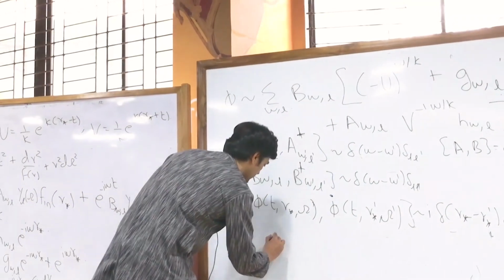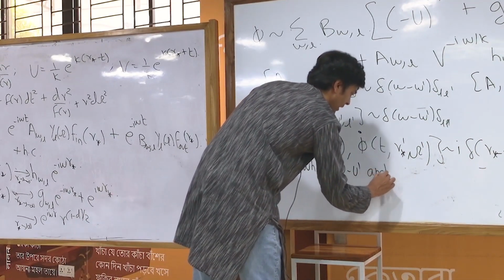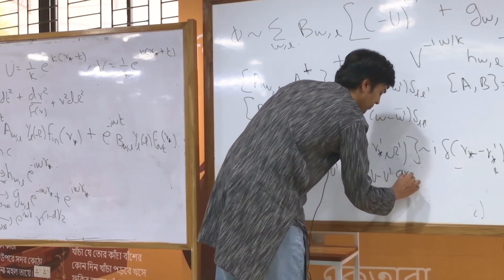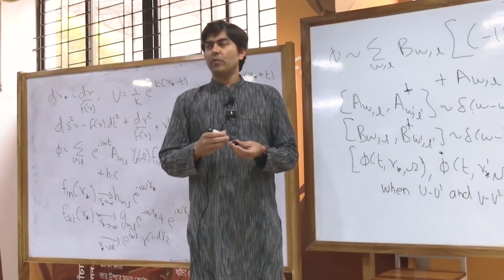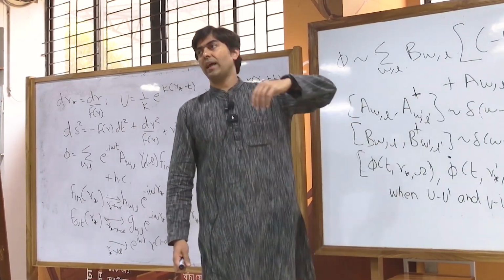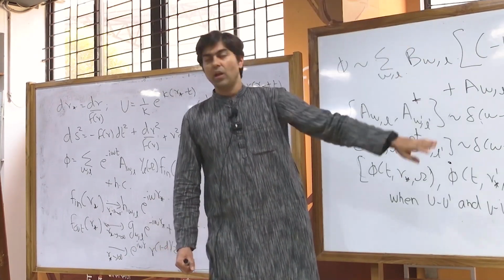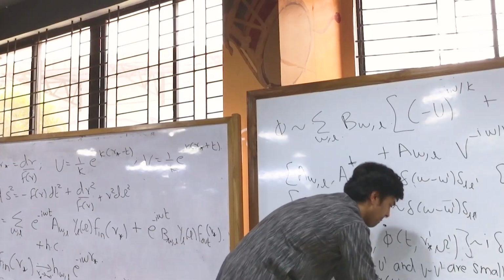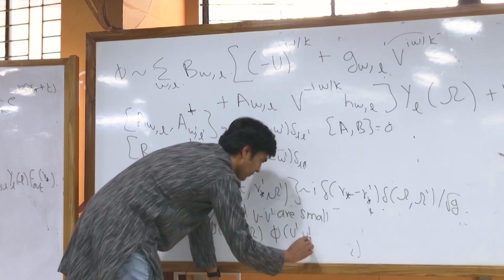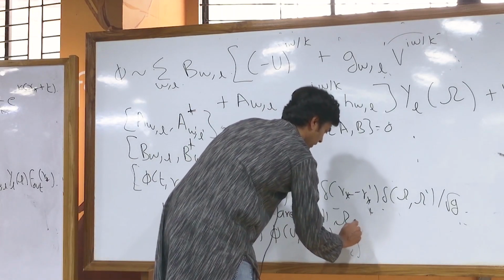In that limit, u minus u prime and v minus v prime are small. And small here is never a meaningful thing unless I tell you what the scale is. So when I say they're small, I mean they're small compared to all the other dimensionful scales in the problem, such as the horizon's radius, such as the mass, and so on. When this is small, then we know what this 2-point function is. And also when omega is close to omega prime.